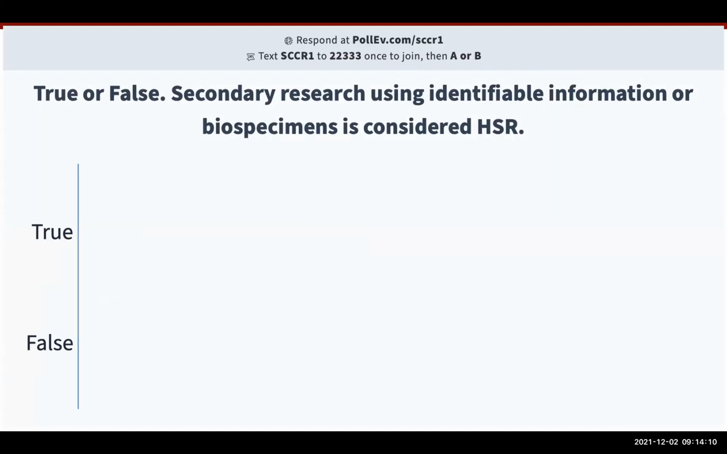All right, second question, true or false? Secondary research using identifiable information or biospecimens is considered human subjects research.